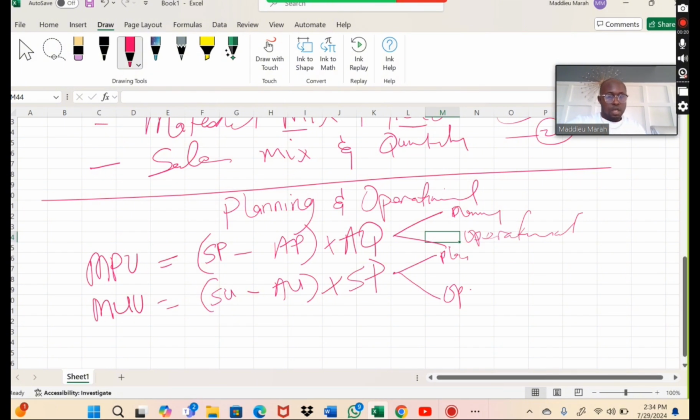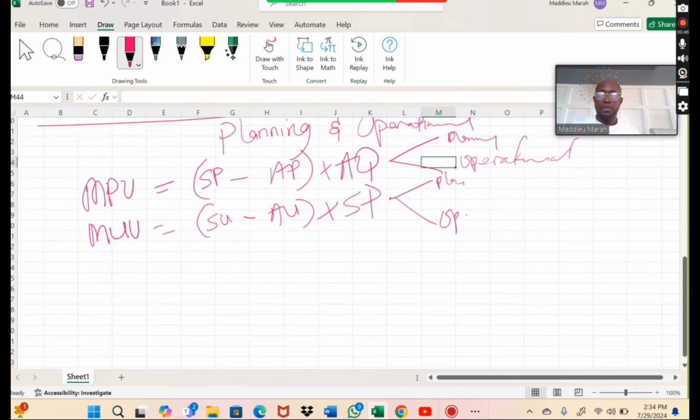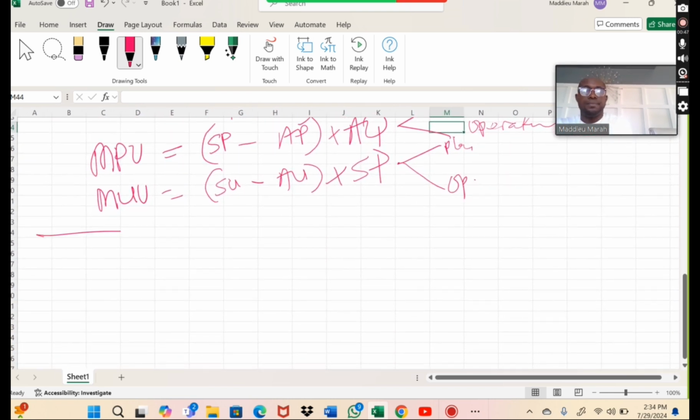Now, how can we generate planning variance? Remember, I told you planning variance is generated from the difference between the old budget, which we call the standard, and the revised, which is called the new budget. Old standard and new standard. And the operational is from the new standard to the actual result. Get it? Okay. So now let's do the formula.